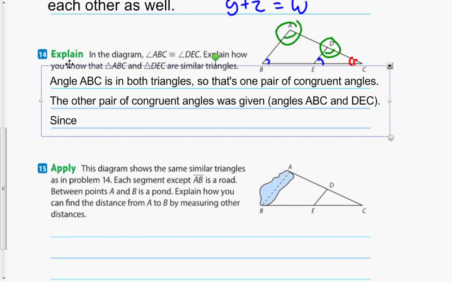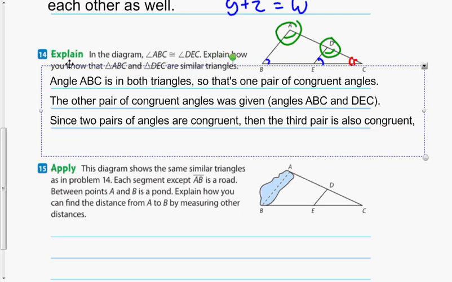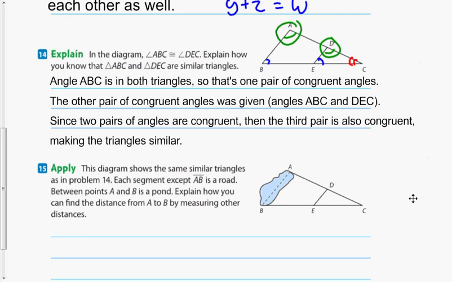And since two pairs of angles are congruent, then the third pair is also congruent, making the triangles similar. So really, we just need to know that two angles are congruent, and that would show that the triangles are similar. Now, if we don't have enough with angles, then we're going to need something else with sides as well.